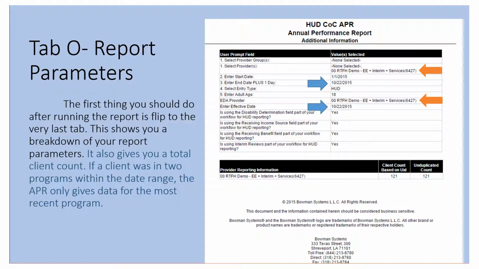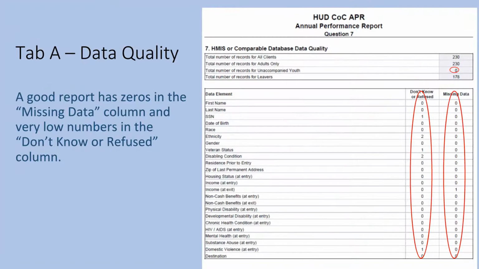Now, let's take a look at what's on the report. The first thing you should do after running the report is flip to the very last tab. This shows you a breakdown of your report parameters. It also gives you a total client count. Make sure that you have the provider listed twice, shown here with the orange arrows, and that the end date plus 1 day matches the effective date, shown here with the blue arrows.